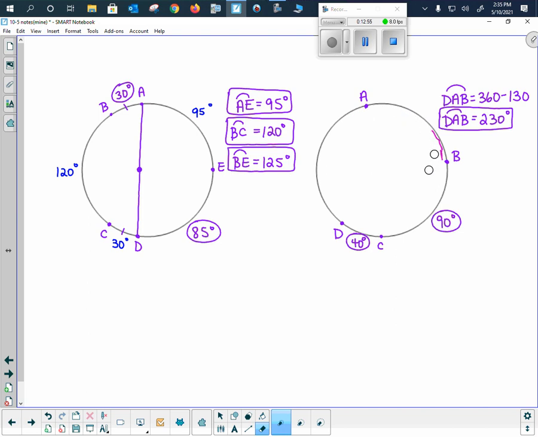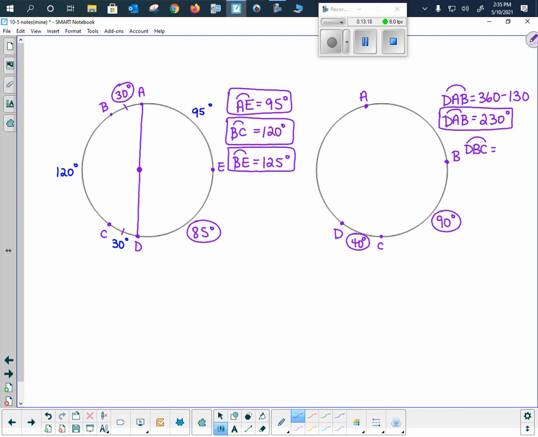So now I would like to know, what is the measure of arc DBC? Arc DBC. Okay, so trace that for yourself.